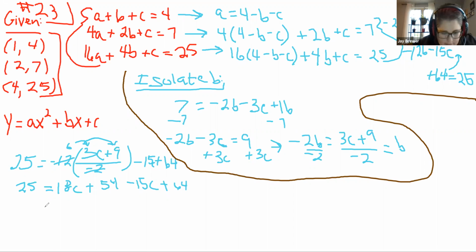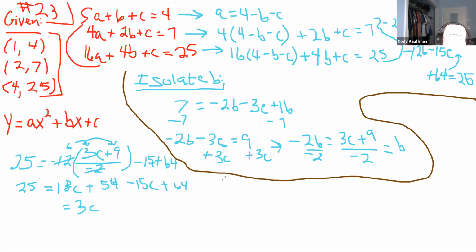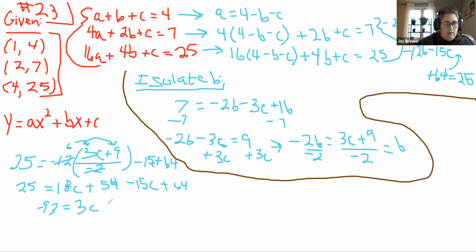I really liked my answer better on paper. This answer looks like we're going to end up with something really big, but I didn't check it, so I don't know. Okay, so 3C. And what's that give us over here? 54 and 64 give us what? 118. Okay, so we're going to have to subtract 118 to the other side. So 25 minus 118 is negative 93. Yeah, I don't like that. I don't like that at all.